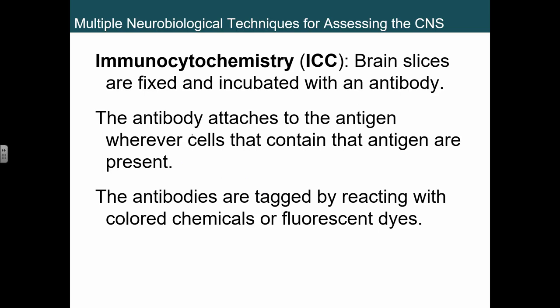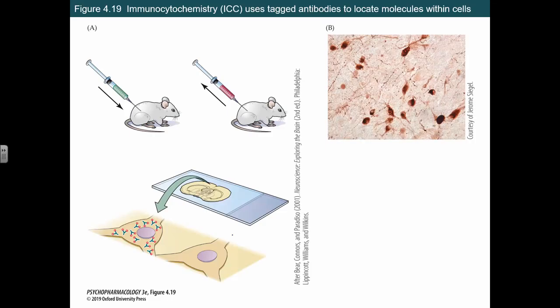What do we want to think about? Immunocytochemistry, this is a whole set of techniques where you basically take thin slices of a brain and you expose it to a set of chemicals to see what other substances are present there, right? To see if there's proteins, different neurotransmitters, whatever it is that we're looking for.